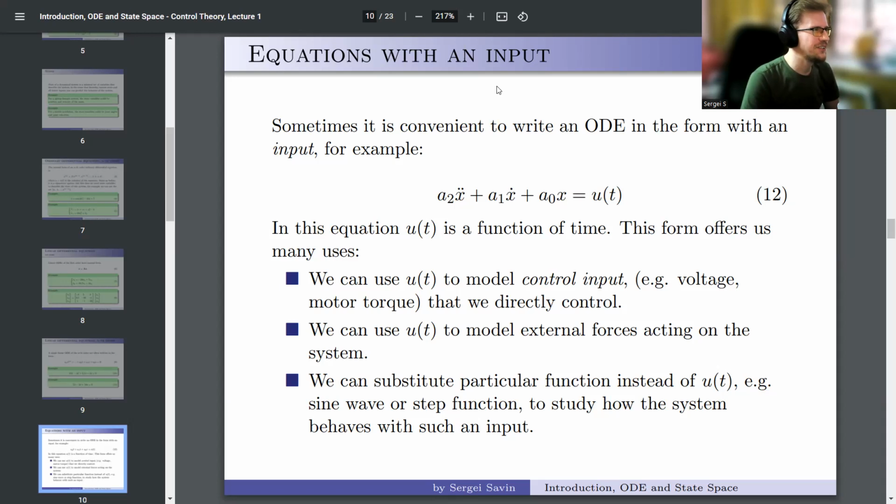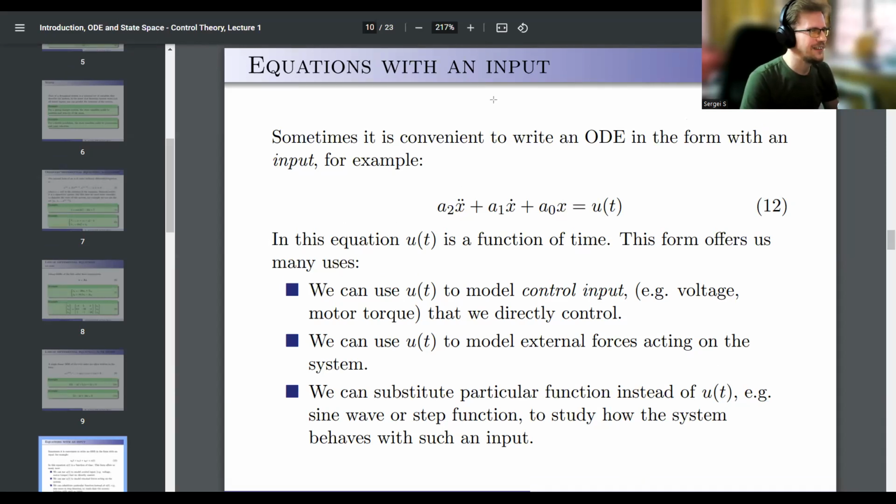Now the first word that is specific to control theory, I think, is input. So a differential equation can have an input, okay? What is an input? Well, here, this function of time, u of t, we will call it an input. Input can be one of many things. For example, this can model control input. What is a control input?